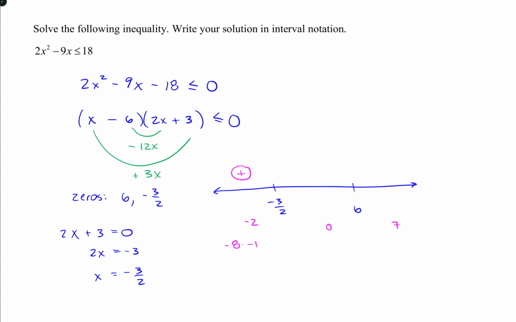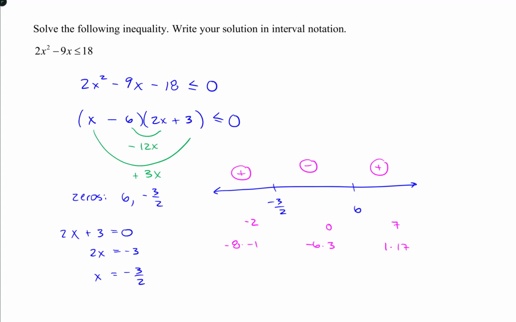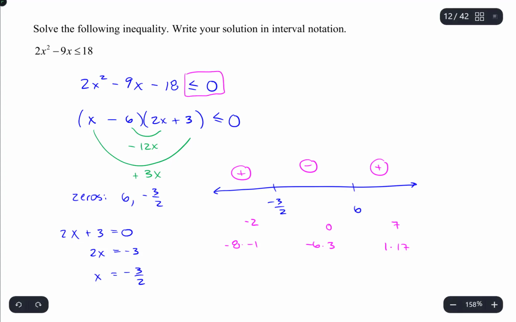And then 0, if I put that in, that would be negative 6 times positive 3, so that's a negative value. If I put in 7, it would be 1 times 14 plus 3, which is 17, so that's a positive value as well. All right, so now I'm looking for values that are less than or equal to 0, so I need them to be negative. So that's this interval right here.